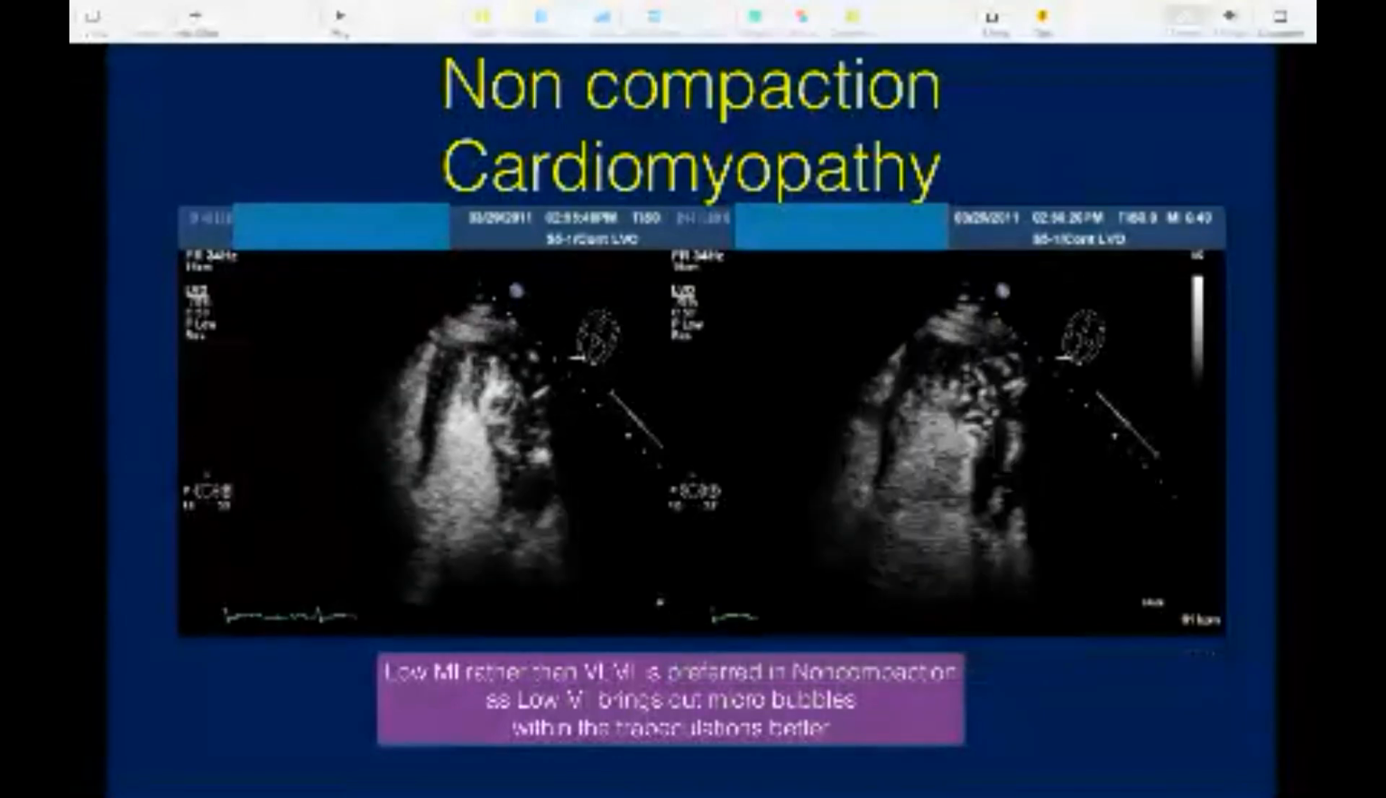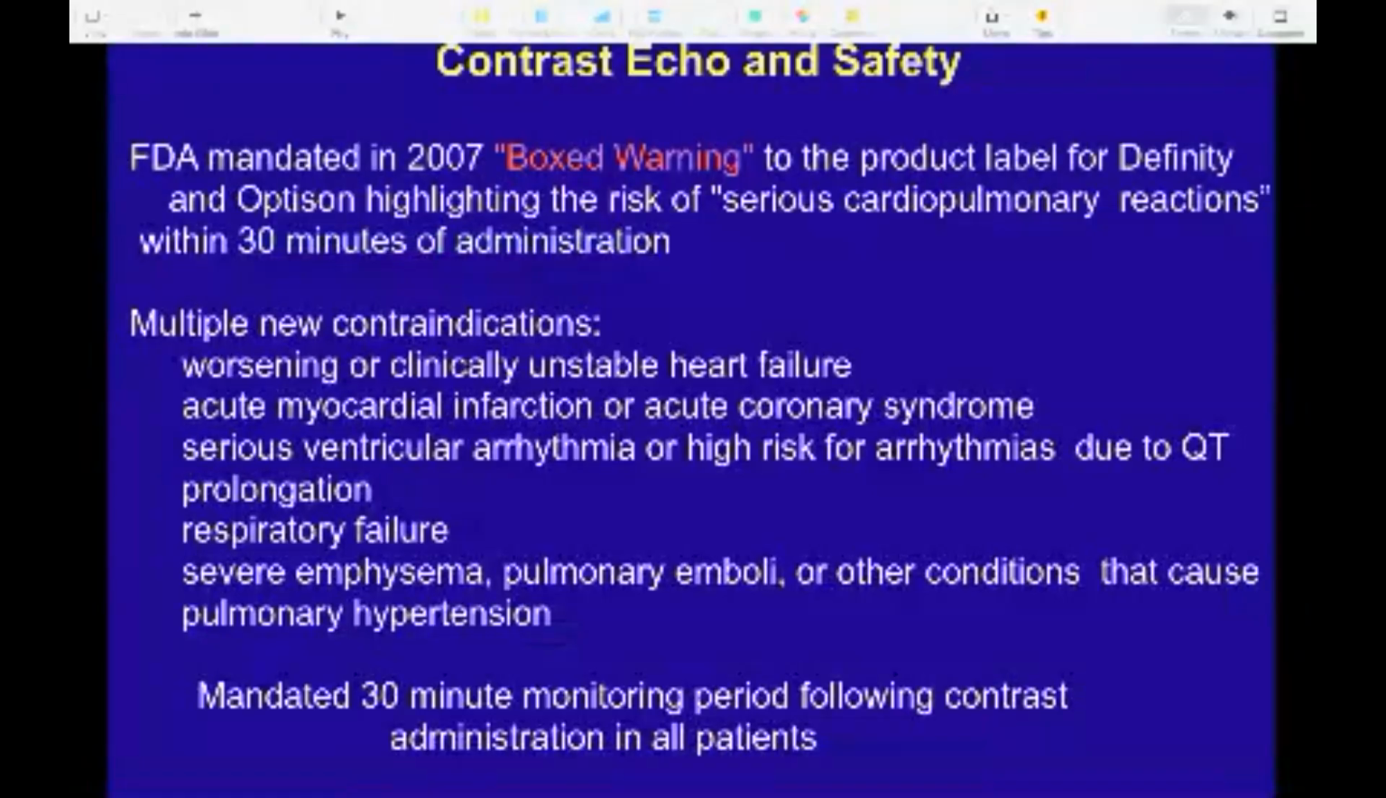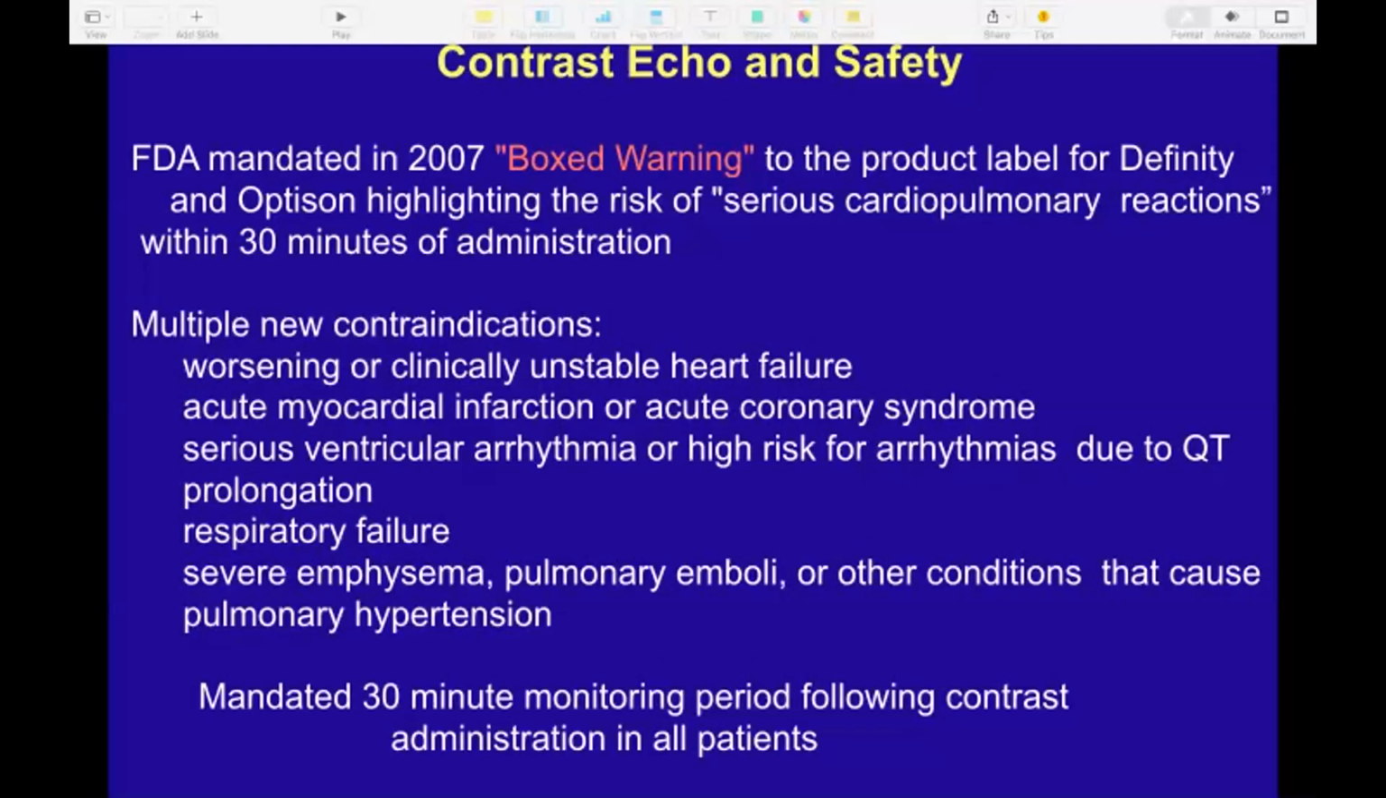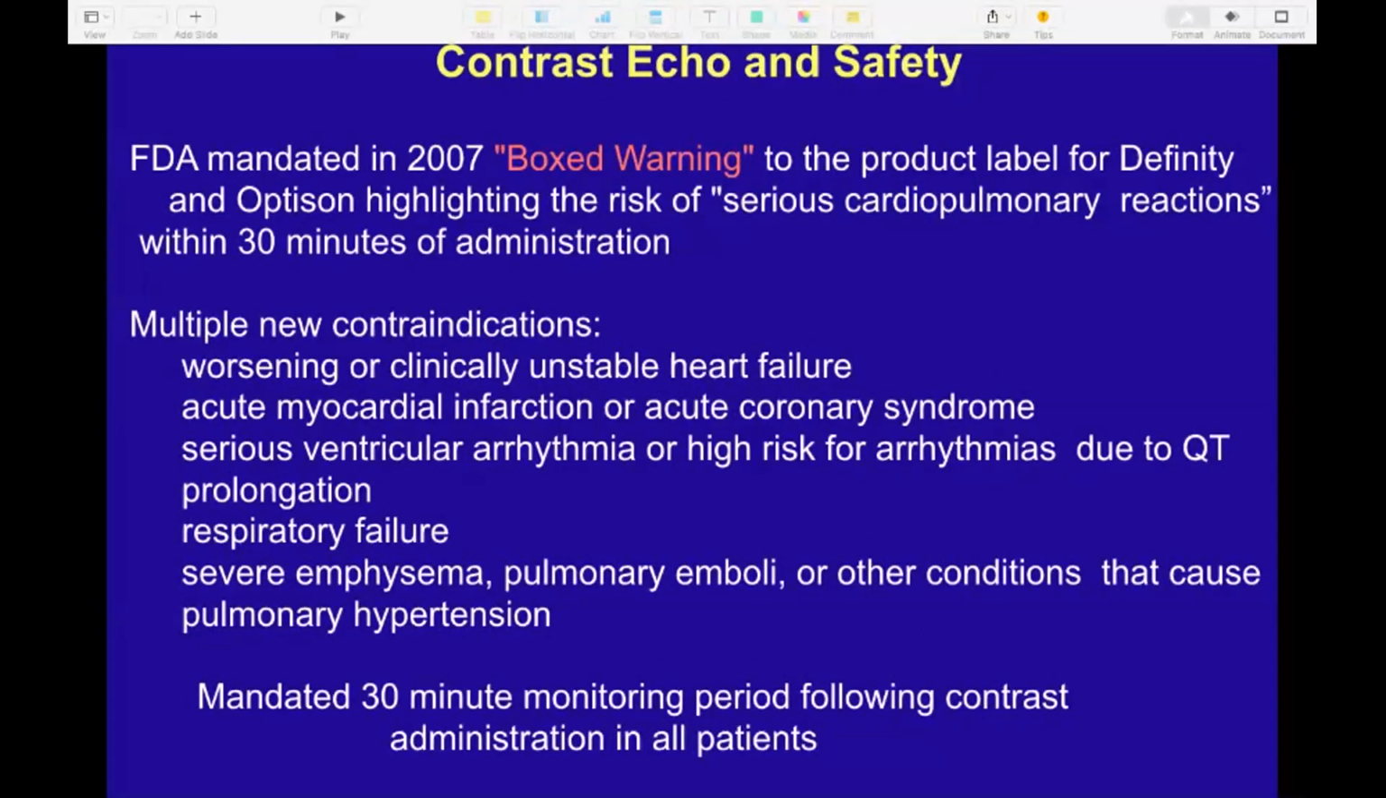Now let's move to the safety of contrast. So we all are aware that there were significant issues with contrast safety brought up back in 2007, and the FDA mandated a boxed warning after a series of cases came up where there was a temporal relationship to the patient's event, including death, and the administration of contrast. So there were significant limitations put by the FDA for contrast use and a mandated period of monitoring.